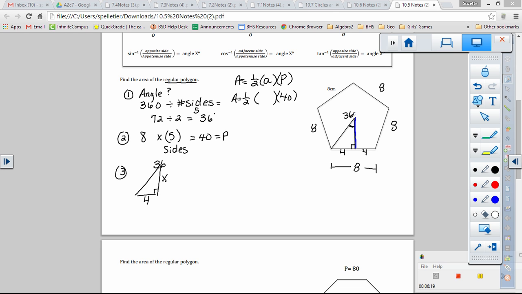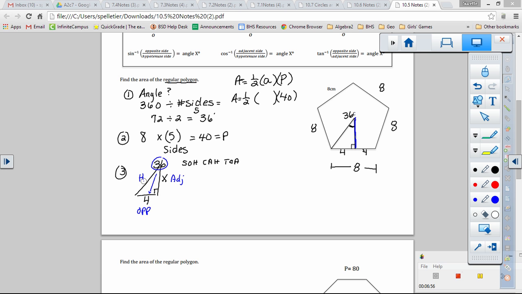Now I have to determine which of my 3 trigonometric functions I'm going to use to help me find out what X is. So my choices are SOH, CAH, TOA. So I need to decide, what do I have? So I have my angle, that's awesome. And I have the side that's opposite my angle. So this is the opposite side. And I know that this side over here has to be the hypotenuse because it's across from my right angle. So that leaves the X as my adjacent side.